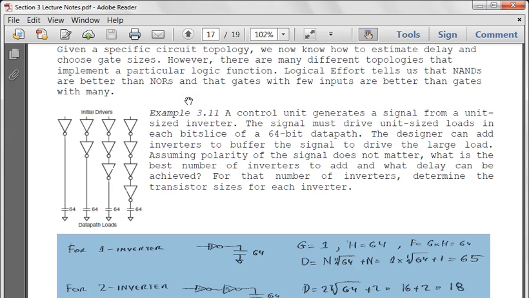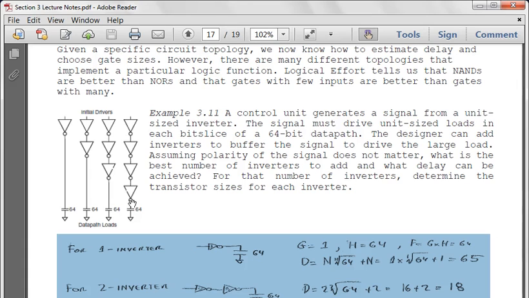Assuming the polarity of the signal does not matter, and that's the important part of that statement. Here, it just inverts and goes to the end. Here, it maintains the same polarity. Here, it inverts because it has 3 inverters. Here it has 4 inverters. So assuming the polarity doesn't matter, which is rare, but just for the sake of the question, we will assume that. What is the best number of inverters to add, and what delay can be achieved? For that number of inverters, determine the transistor size.